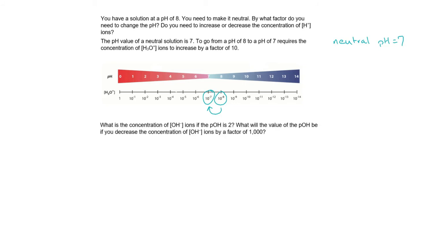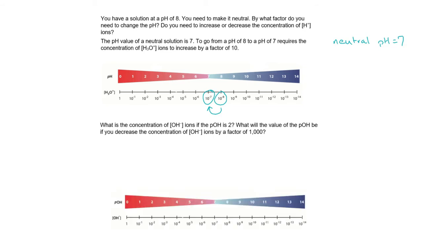Let's do a question with the pOH scale. What is the concentration of hydroxide ions if the pOH is 2? What will the value of the pOH be if you decrease the concentration of hydroxide ions by a factor of 1,000? Let's first find the concentration of hydroxide ions at pOH of 2. Here it is on our scale right here. So at a pOH of 2, our concentration is 10 to the negative 2nd.